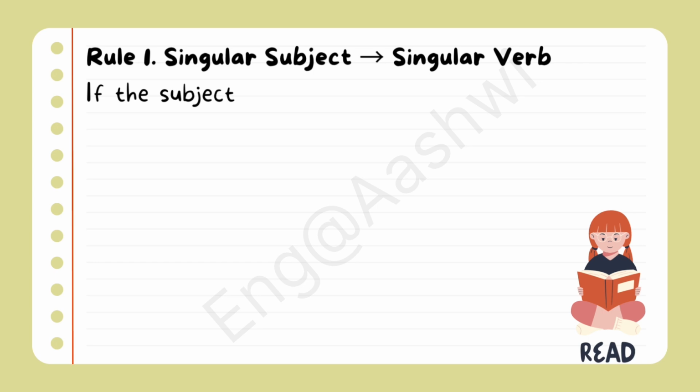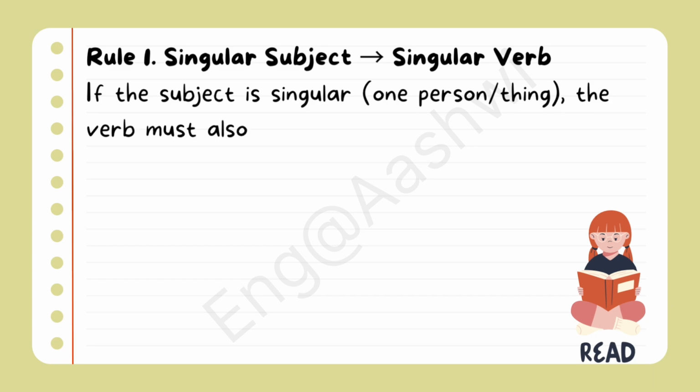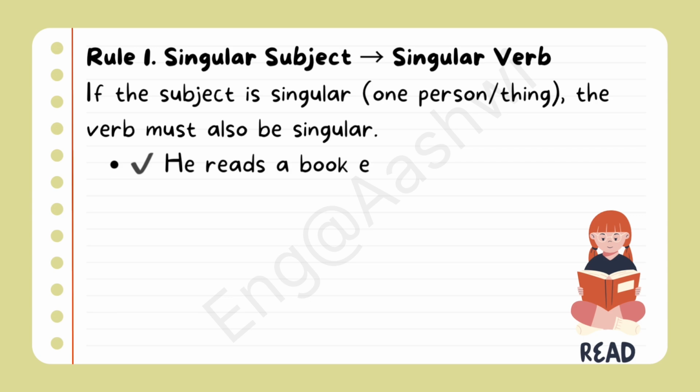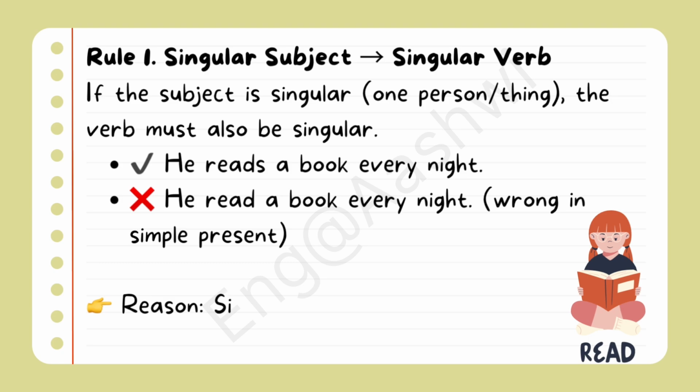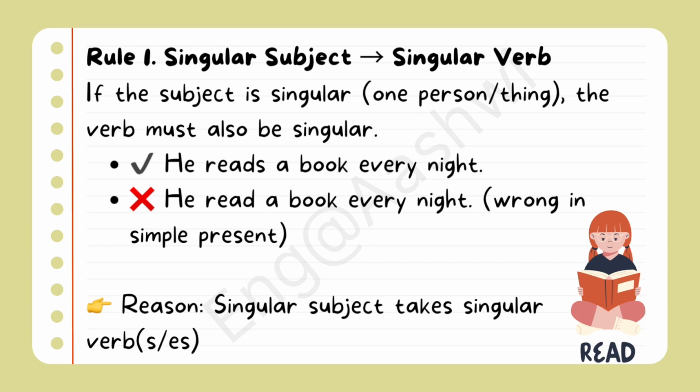Rule number 1. Singular subject takes singular verb. When your subject is singular, that means one person or thing, so the verb must also be singular. For example, he reads a book every night, not he read a book every night, because a singular subject takes s or es. So when you add s or es to the verb, it gives you a singular verb.